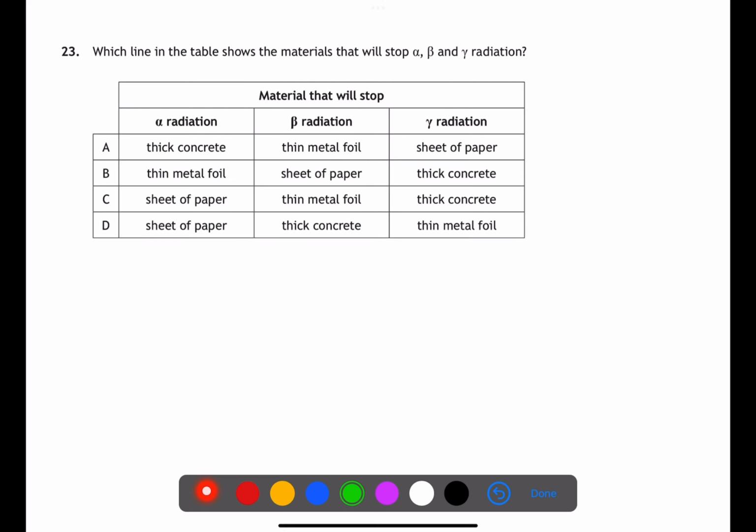For question 23, we're looking at radiation. Alpha radiation can be stopped by a sheet of paper, so you can eliminate A and B. Beta radiation can be stopped by some thin metal foil, and gamma by thick concrete, giving C as the answer.